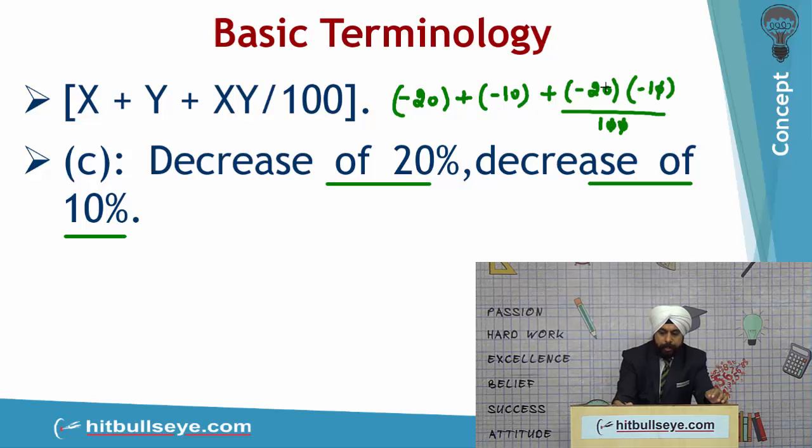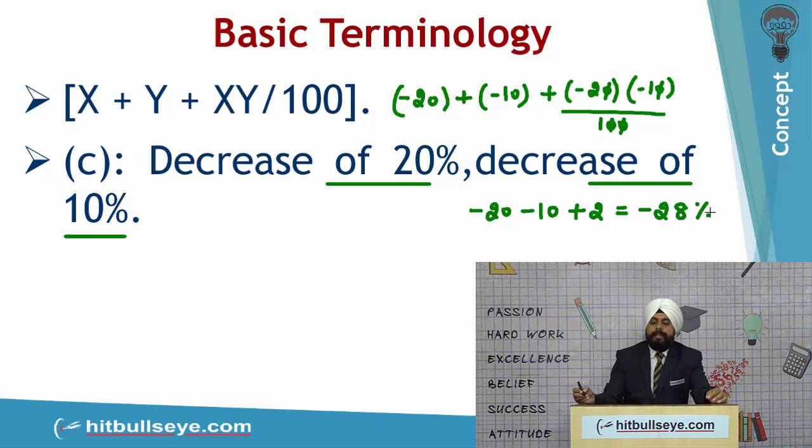जीरोस को हम उसी प्रकार से कैंसिल कर सकते हैं. So it becomes minus 20 minus 10 and the product of two negative numbers becomes positive, so it is plus 2. The net result is minus 28, which we can call there is a decrease of 28%.